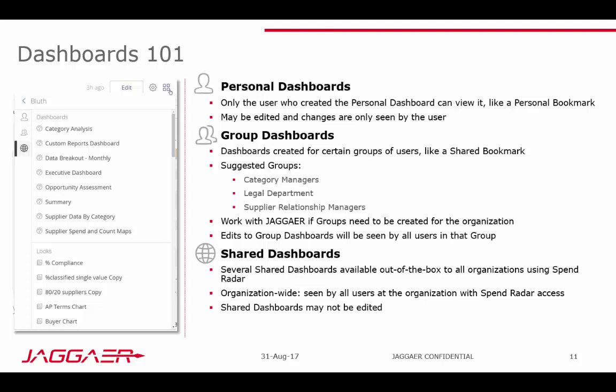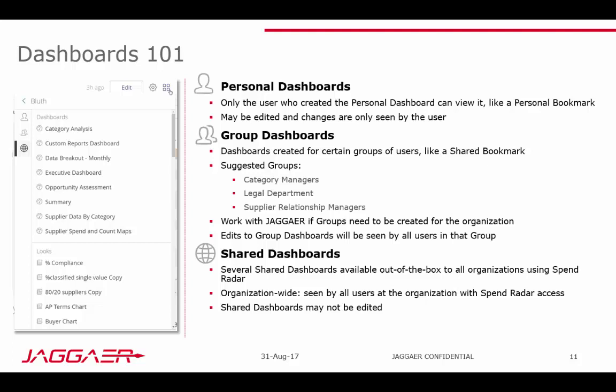Then the group space and group dashboards within that space can be created for certain groups of users. This is kind of like a shared bookmark or something that can be used to collaborate between different individuals. On the other end of the spectrum, it can also be used to limit access to only those individuals. So some groups like category managers or the legal department or even supplier relationship managers might want to have a group space created for them so that they can share looks and share dashboards, and then only they can see those particular reports that they're building.